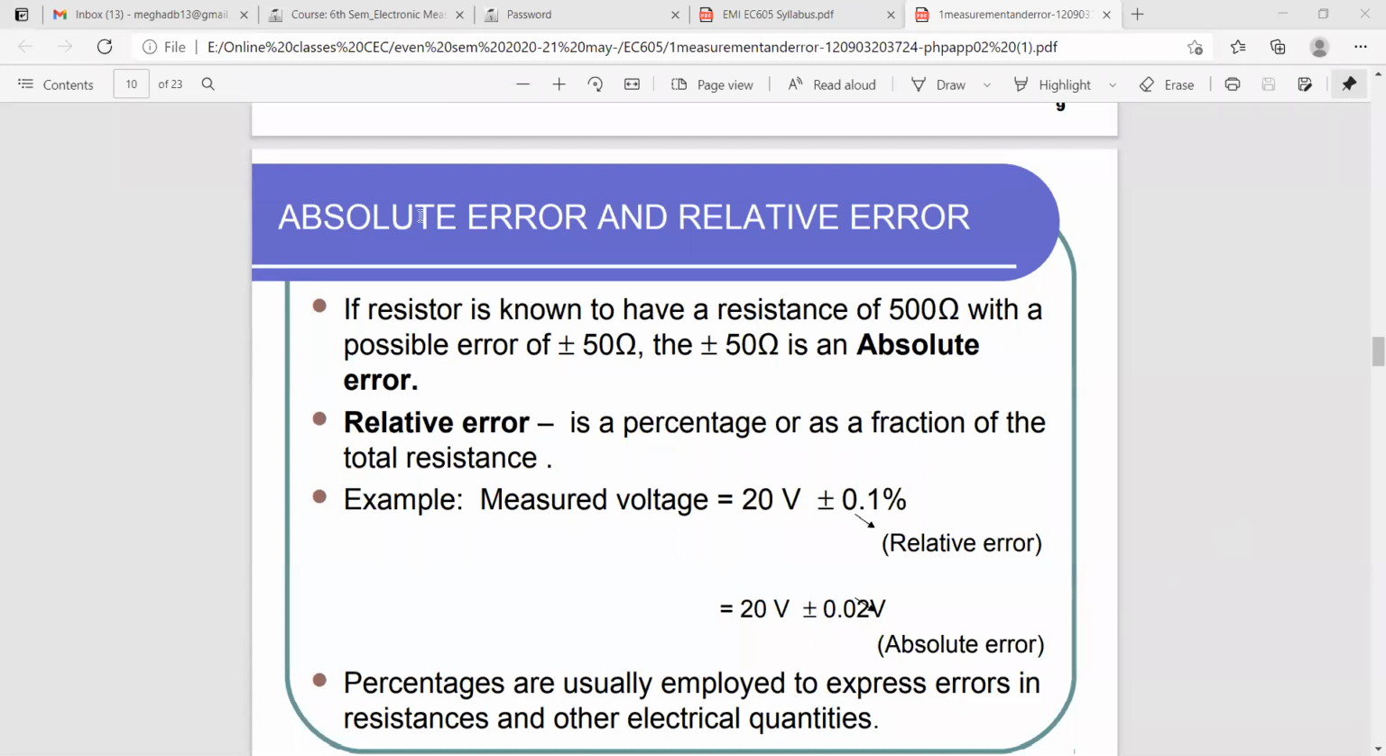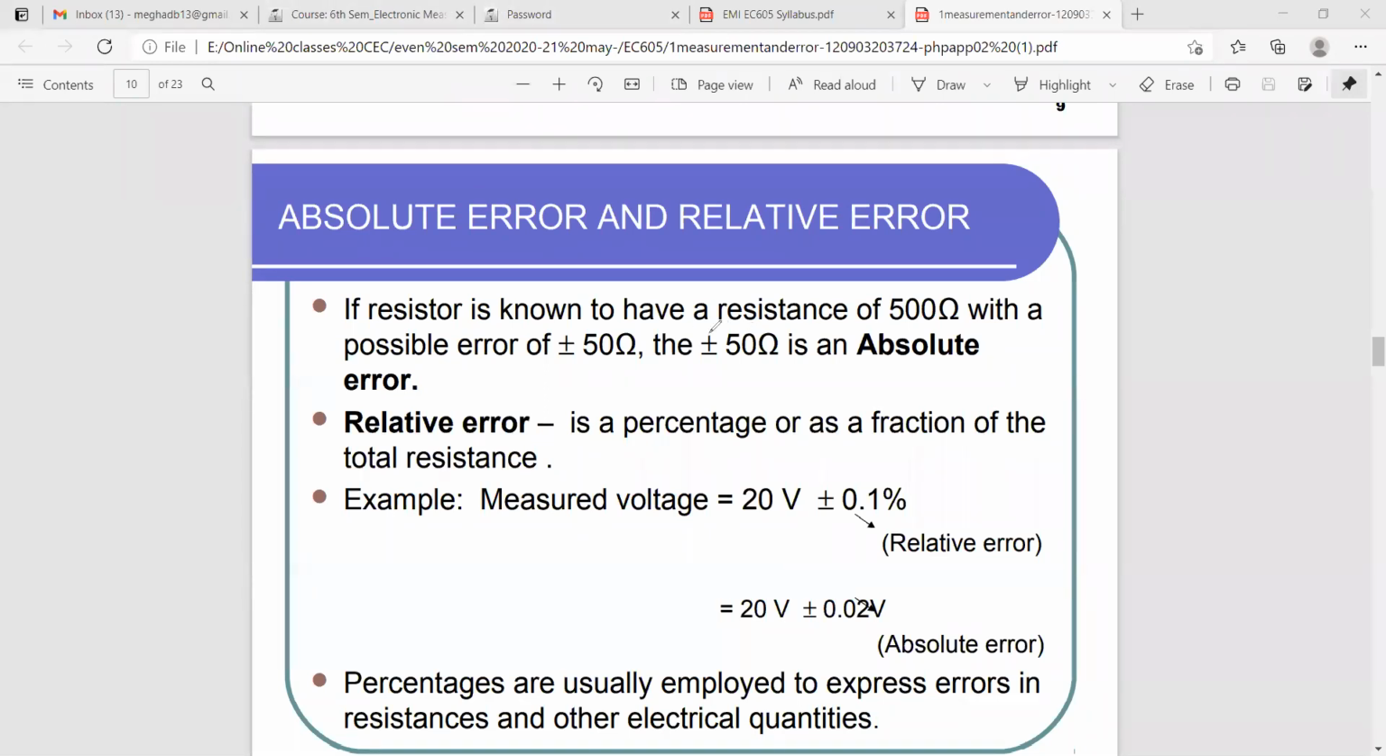Then we will move on to the next topic, that is absolute error and relative error. This is another topic. I think those who are CBSE students, you must have learned this clearly in physics of class 11. So let us see here. If the resistor is known to have a resistance of 500 ohm with a possible error of plus minus 50, then plus minus 50 is an absolute error.